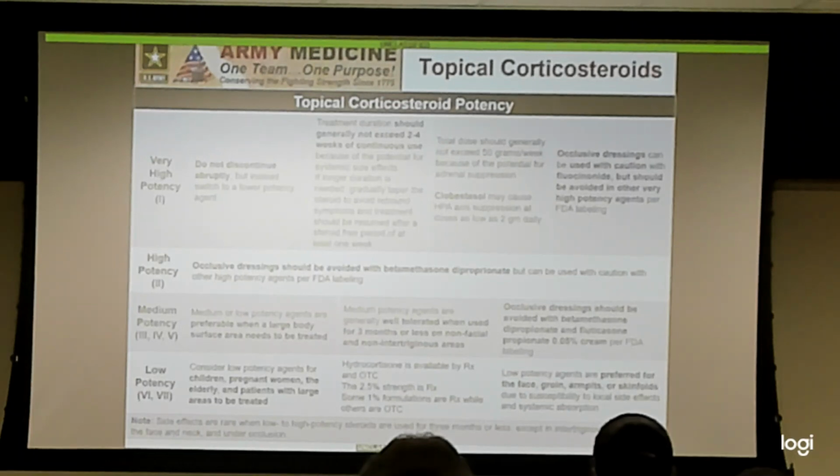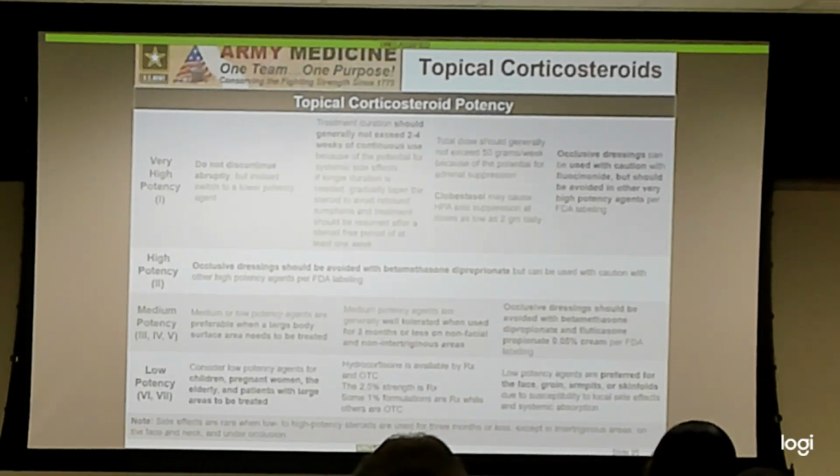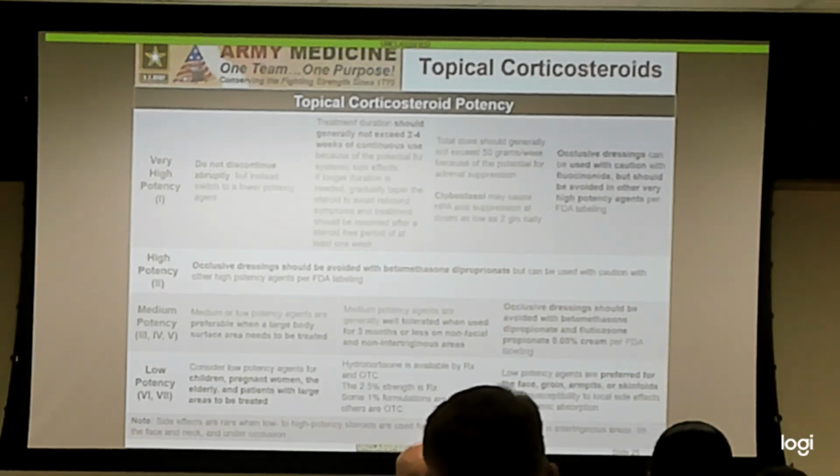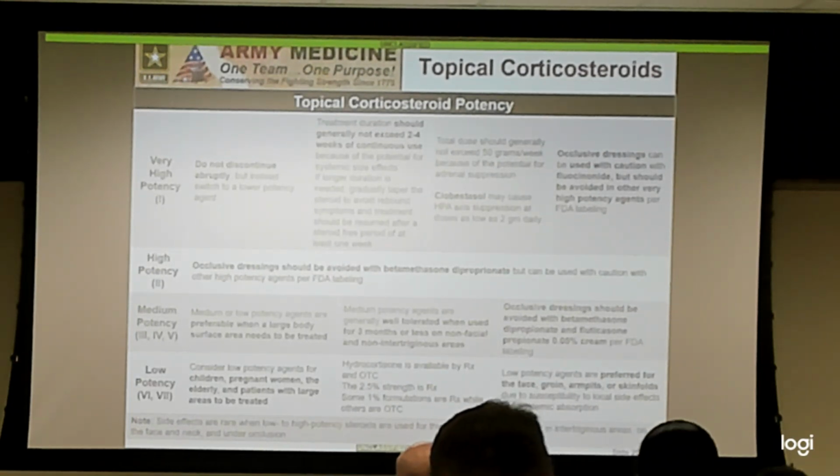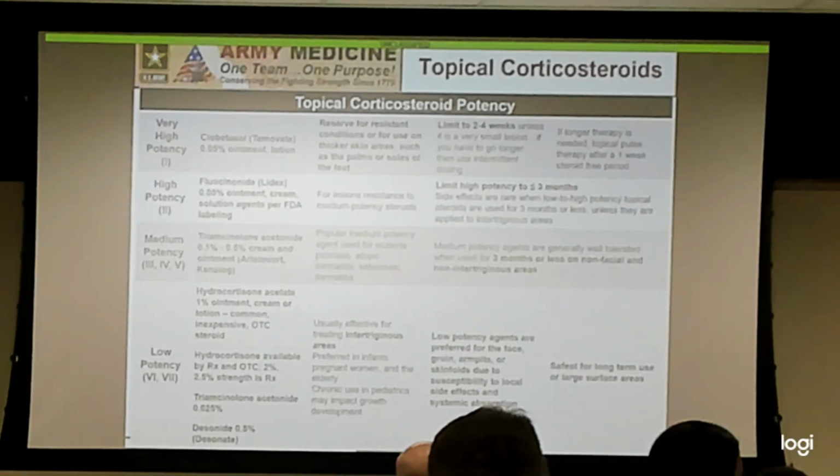When we're talking about our high potency and our very high, don't occlude any of those, just to make it easier for us to remember and to be less confusing for our patients. Don't occlude any of those at all, okay? And then looking at our limitation for our very high potency, we want to have them on it for less than 2 to 4 weeks. But with our medium potency, we can use it for a longer period of time. That's where we were seeing our 3 months.